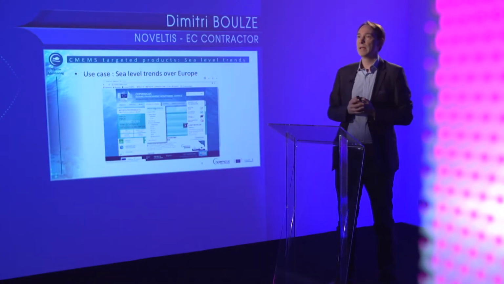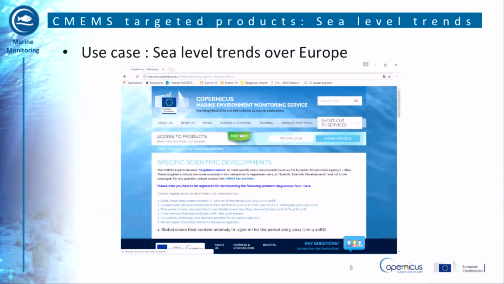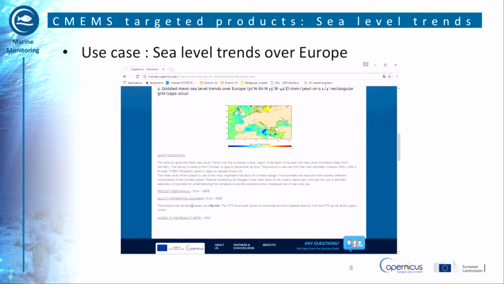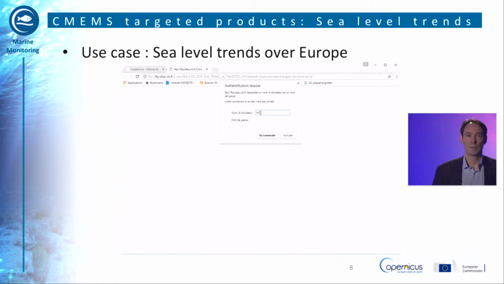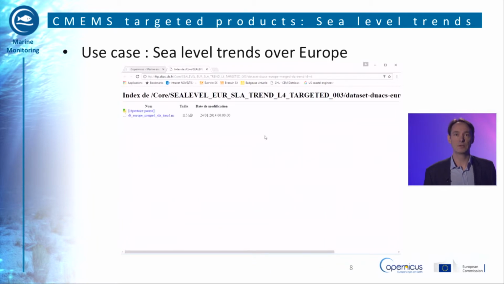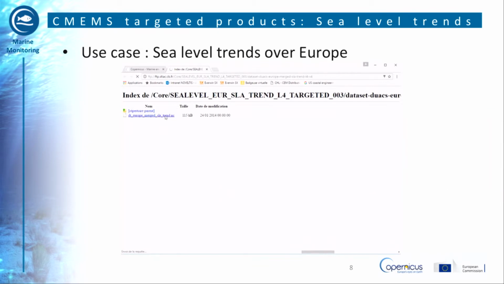So this video displays the different steps to access the sea level trends product. First click on Science and Learning. Go to Specific Developments, select the sea level products, click on the link associated to access the product, which is MFTP, enter your CMEMS login and password, and connect to access the FTP page. Now click on the NetCDF file to download it, and the downloaded file appears in the corner of your window. Click on it to visualize it in the Panoply software.